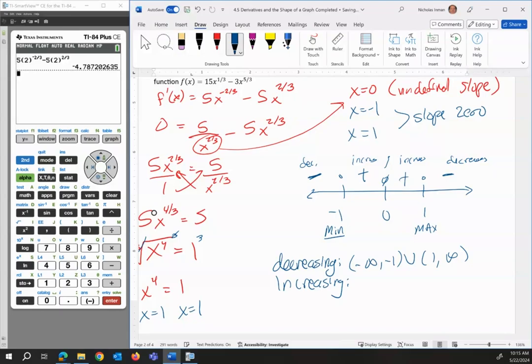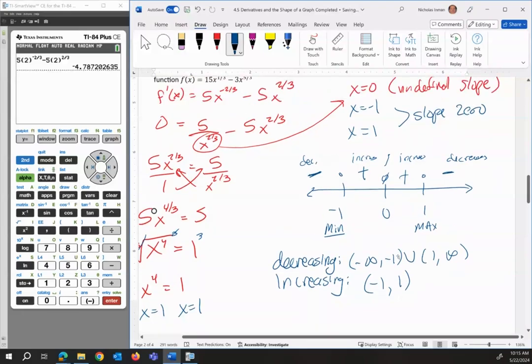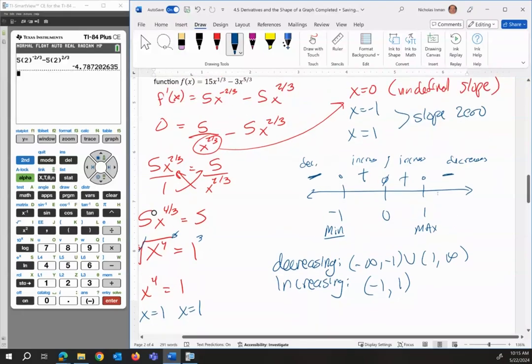All right, we are increasing from -1. We get straight vertical for a second, and we're still increasing. So we don't have to split it up at 0. We can just say from -1 to +1, we are increasing. An undefined slope would just be increasing still in this situation. All right, so we have an extreme value at -1 and +1, a minimum and a maximum. We're decreasing for a lot of time, but we're increasing just for this little bit.